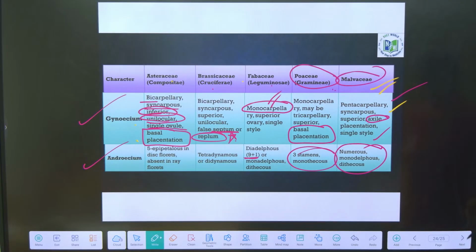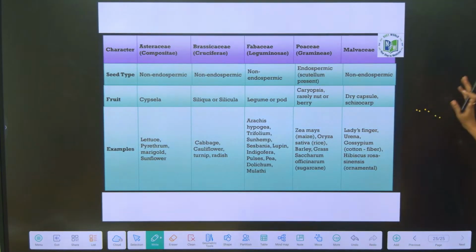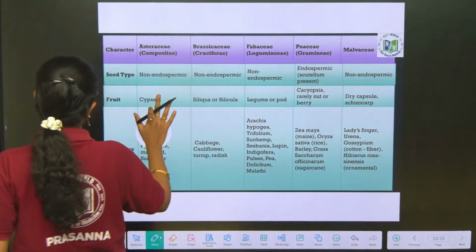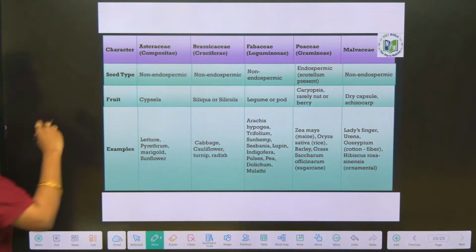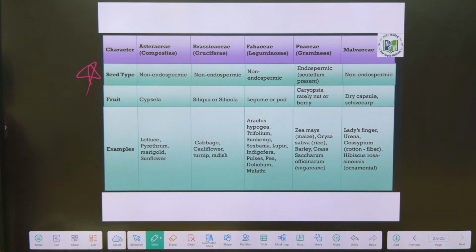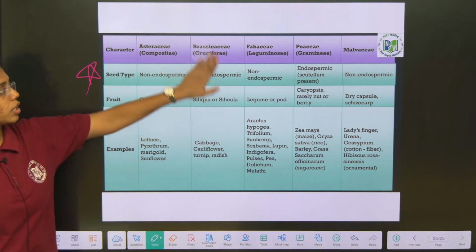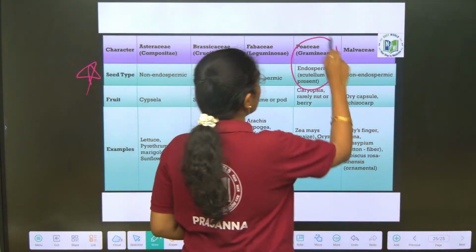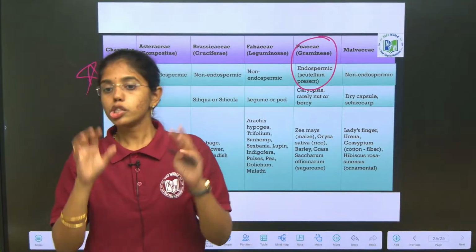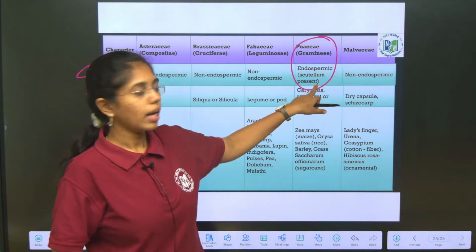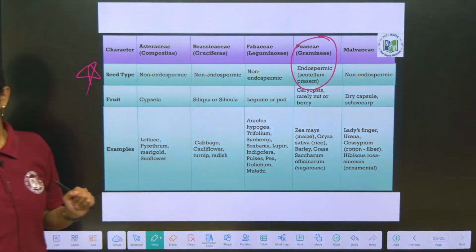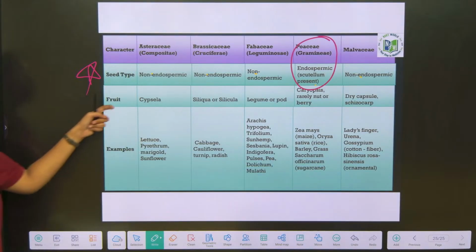Okay. Next, the last slide of the chapter. Look into it carefully. What all we have learned is put over here, but in a comparative manner. First is what? Seed type. Seed type is non-endospermic. In Brassicaceae also it is non-endospermic. Endospermic seed you will see only in Poaceae members. We have learnt this in seeds. Most of the monocotyledons will have what? Endospermic seeds. Most of the dicots will be having what? Non-endospermic seeds. Understood?